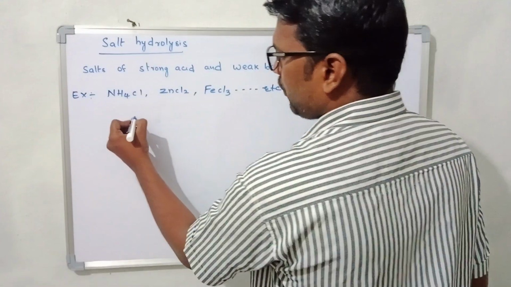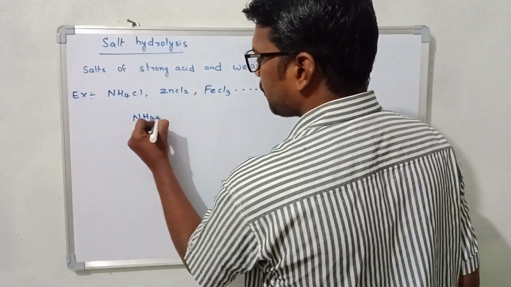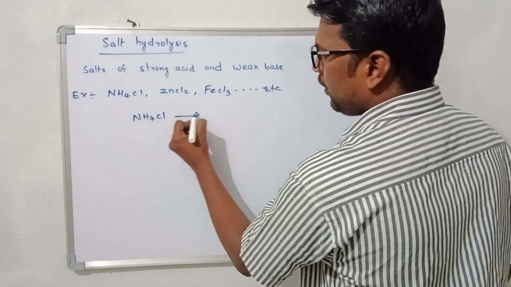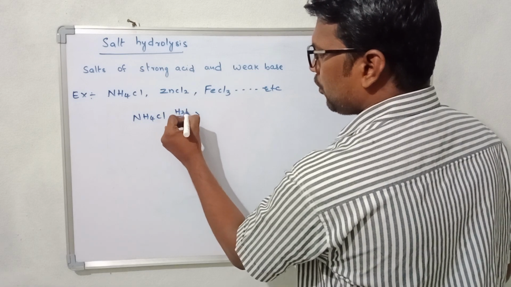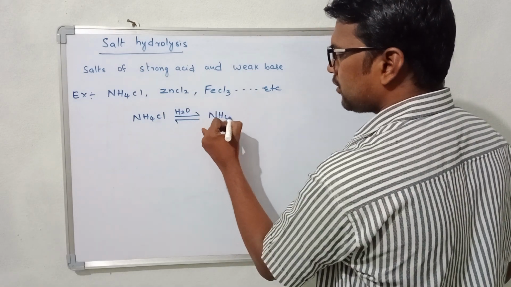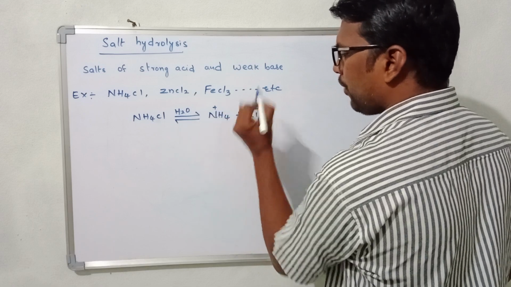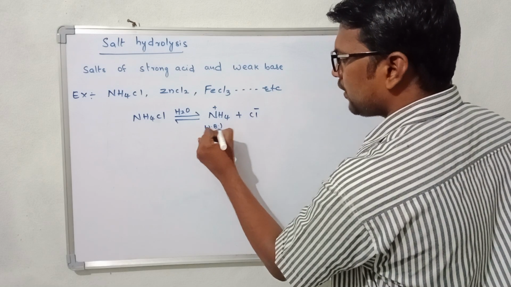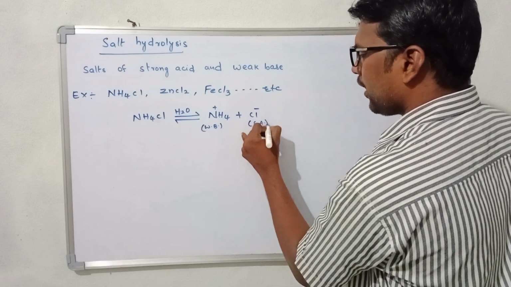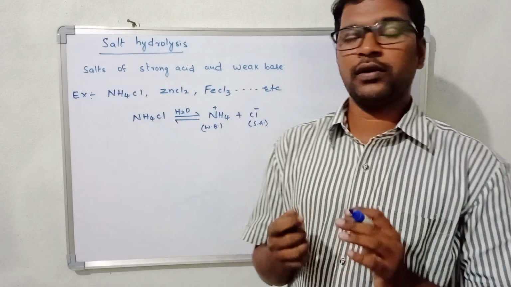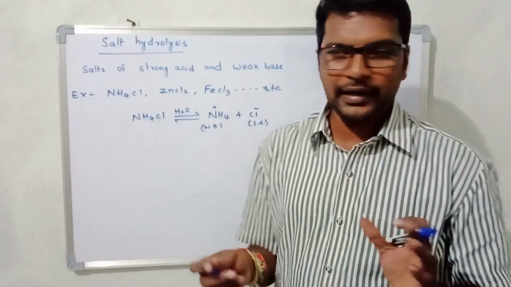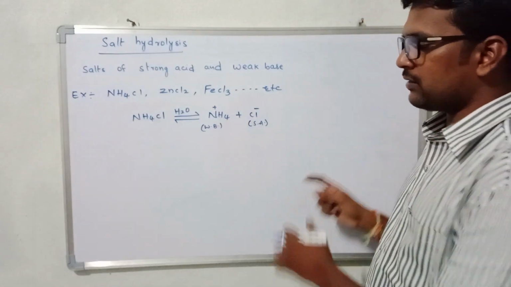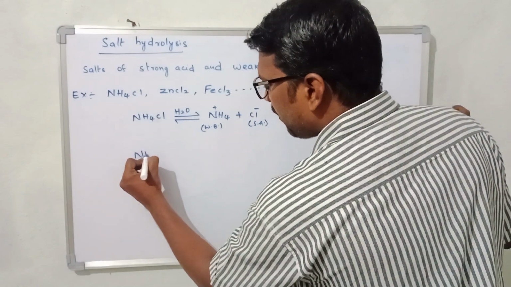In these salts, if you want to explain this concept, we take NH4Cl. Ammonium chloride can be taken as an example. Whenever you take ammonium chloride in water, it is ionized like this: NH4+ and Cl-. In these two ions, NH4+ we get from weak base, and Cl- we get from strong acid. An ion from strong acid undergoes complete ionization, but NH4+ we get from weak base, so it is not completely ionized. That's why it can be involved in the hydrolysis process.